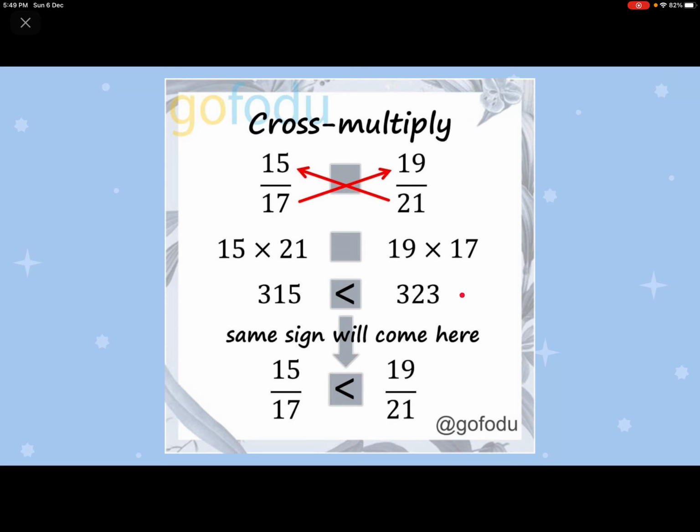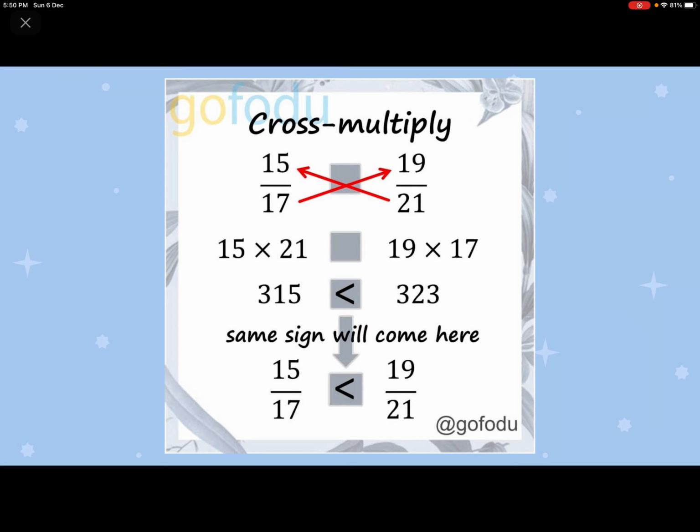Now these are, children, the numerators of the new fractions so obtained. It is 315, it is 323. So this is greater. That means the given two fractions are not equal. The given two fractions are not equal. And in the same process, we can tell which fraction is greater and which fraction is smaller.